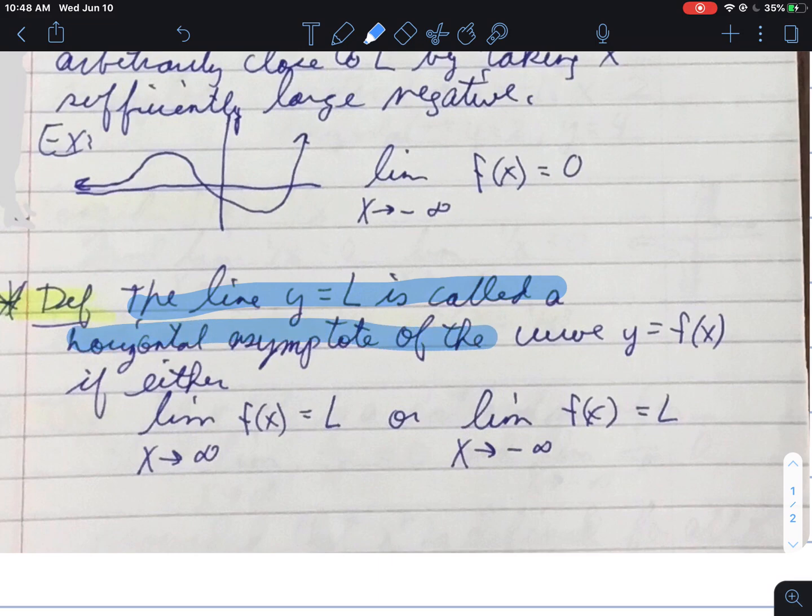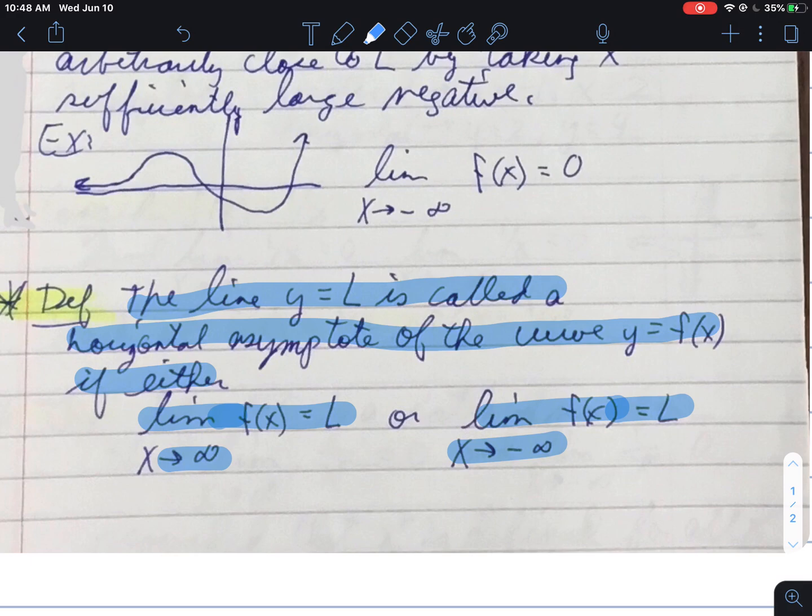Now the line y equals L is a horizontal asymptote of the curve y equals f of x if either the limit as x approaches infinity of f of x equals L, or the limit of f of x as x approaches negative infinity equals L. All right, now remember, a vertical asymptote's equation is x equals that a value, whatever that value was. And for a horizontal asymptote, remember those are horizontal lines, so the equation is y equals. And in this case, y equals whatever that limit happens to be.